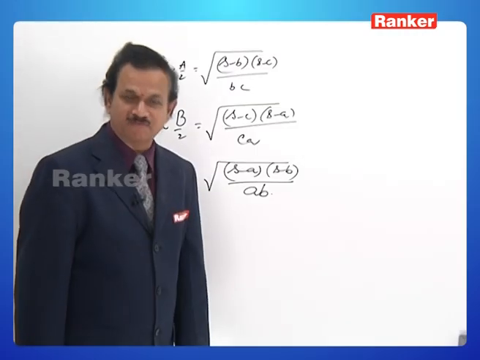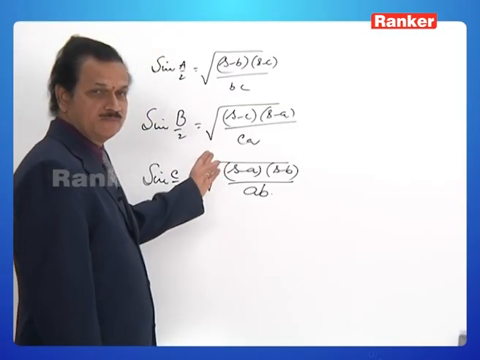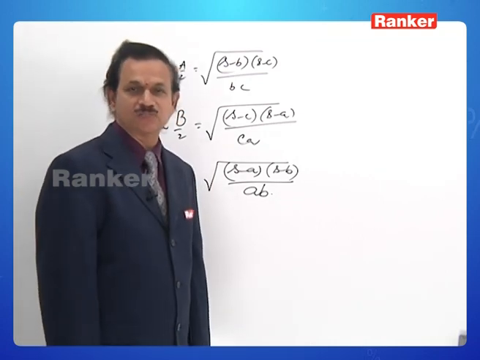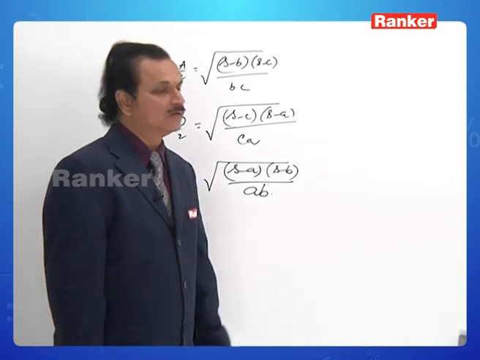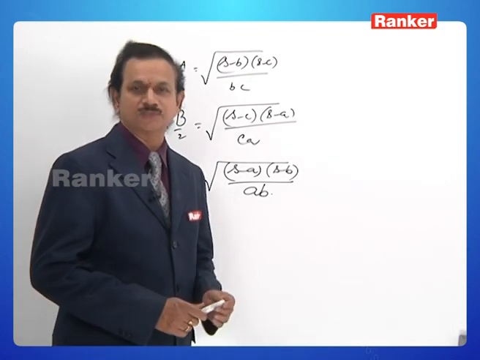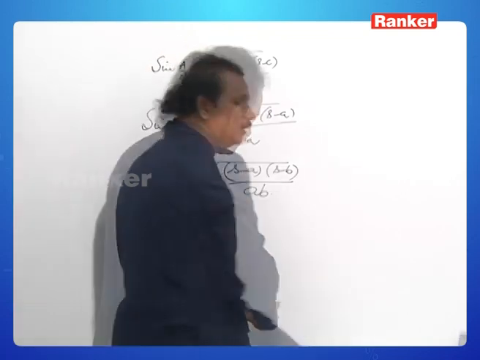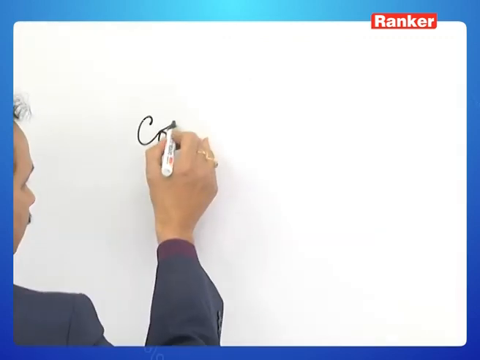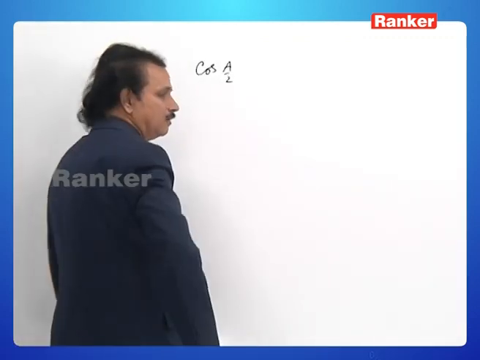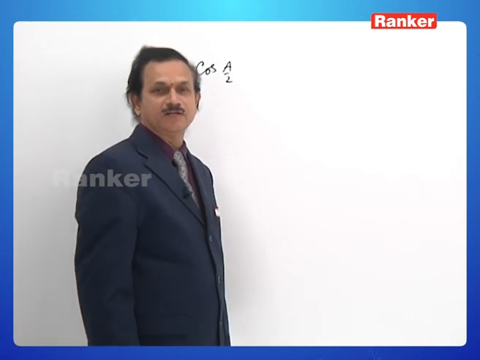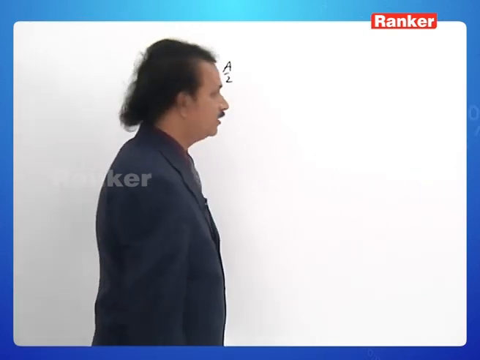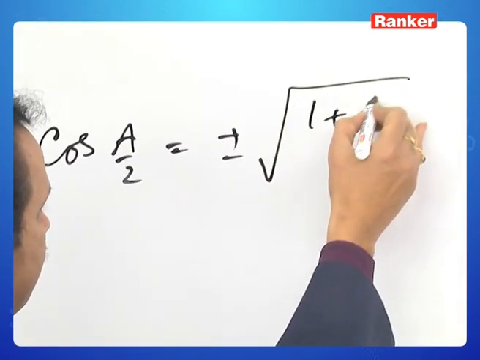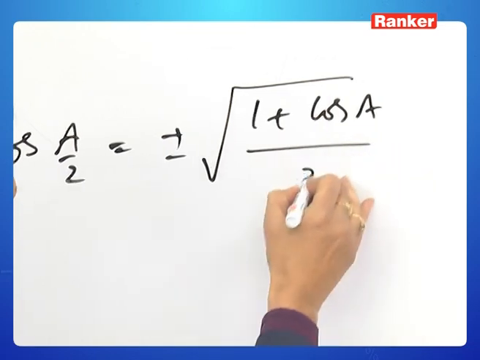After noting down the formulae for sin A by 2, sin B by 2 and sin C by 2, now we shall turn our attention towards obtaining the values of cos A by 2, cos B by 2 and cos C by 2. Yes, let us obtain the value of cos A by 2. From the knowledge of earlier trigonometric ratios and identities, we know that cos A by 2 is equal to plus or minus root of (1 plus cos A) by 2.